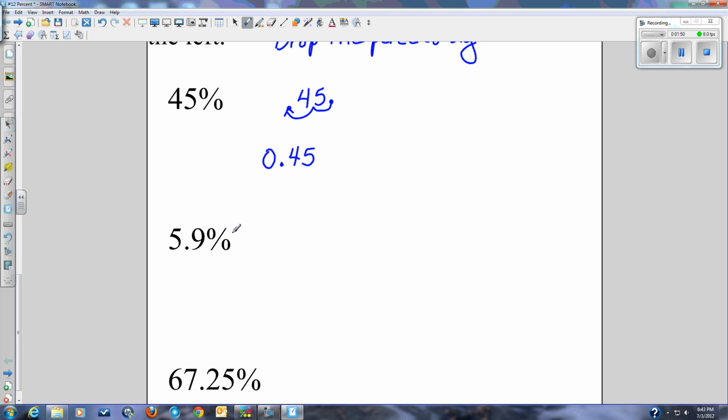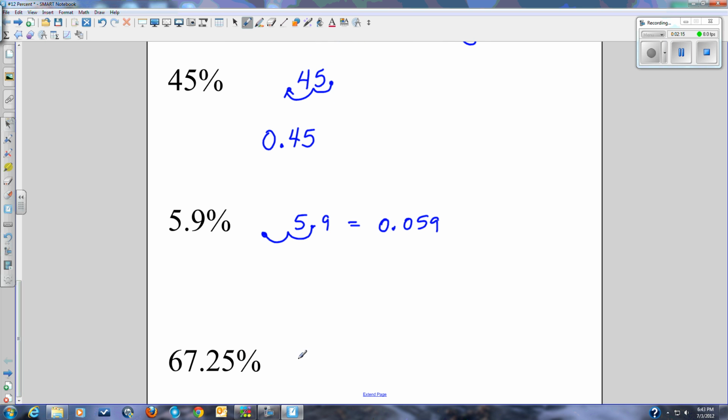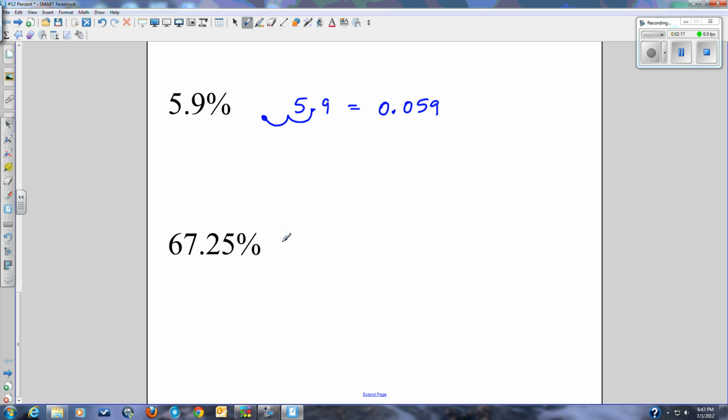So now, if we want to change 5.9% to a decimal, take 5.9 and move your decimal point 2 places back. If you have an empty space, put a 0 in its spot. So we end up with 0.059. With 67.25%, we move our decimal point 2 places back. So we end up with 0.6725.